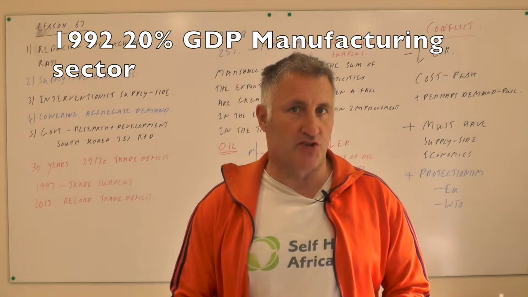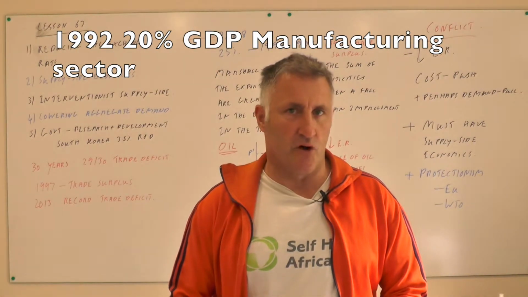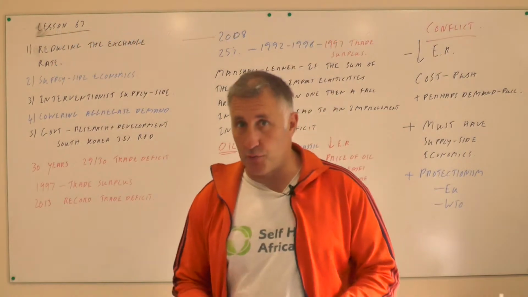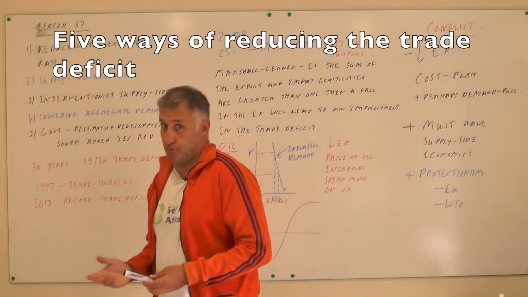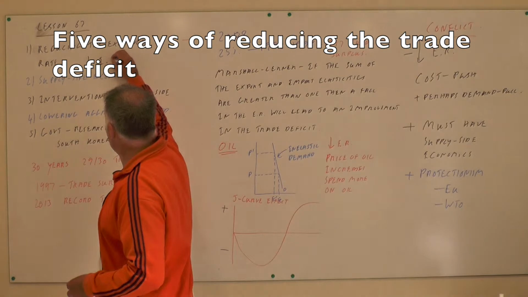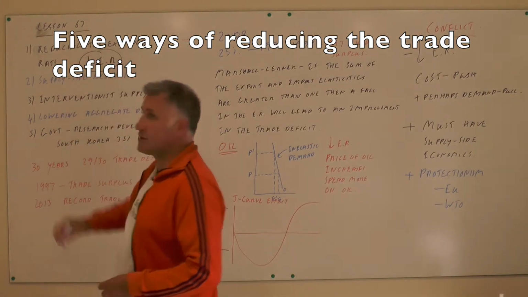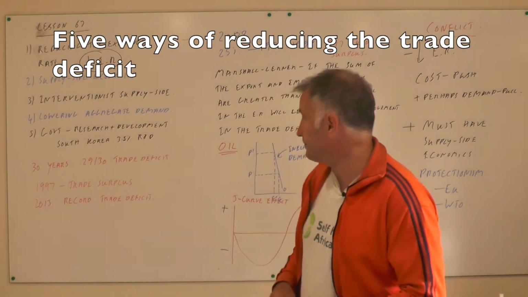So what we're looking at now is the trade deficit and how we can improve it and what are the conflicts involved. Now, firstly, one of the main ways in which we can improve it is we can just reduce the exchange rate. Pretty easy. How do you reduce the exchange rate? Well, what you need to do is you need to reduce the interest rate, and hot money will move abroad, and therefore the exchange rate will then fall.